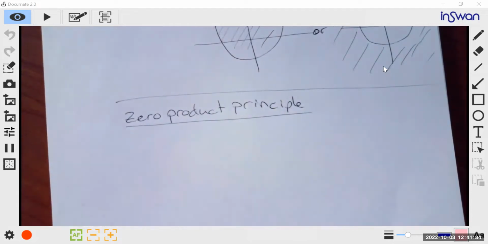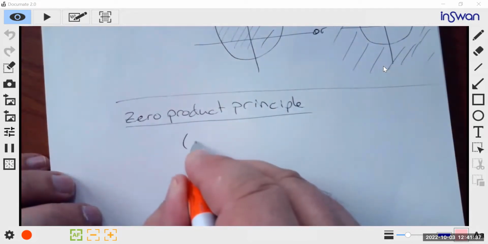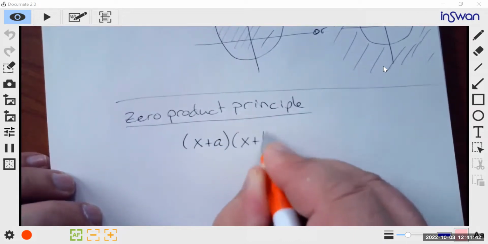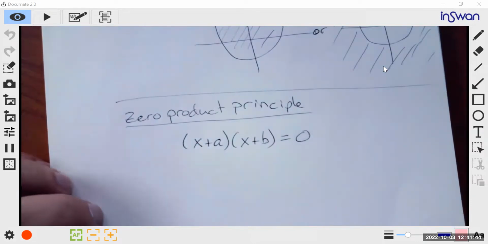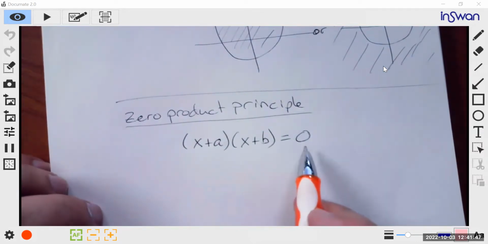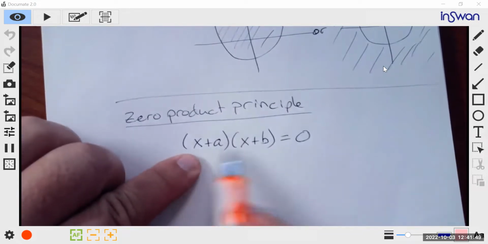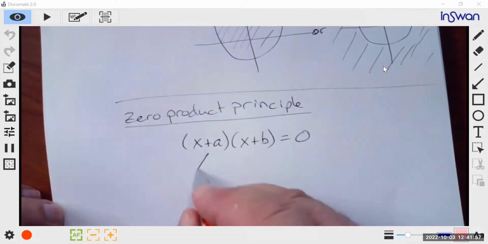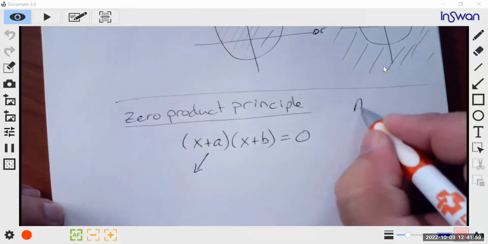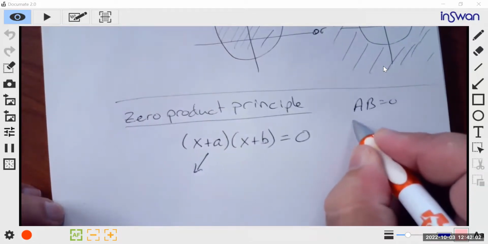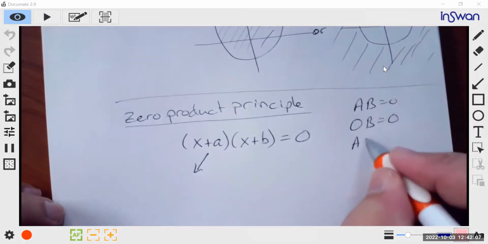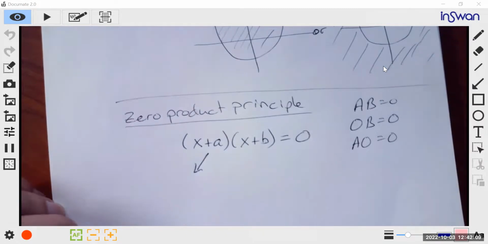Here's what it means. If we had 2 equations multiplied together, let's say x plus a, x plus b, and they equal 0. Remember, quadratic equations have to be equal 0. So if we have 2 equations multiplied together and they equal 0, what does that mean? That means, because anything times 0, if I had a times b equals 0, if a is 0, 0 times b is 0. If b is 0, it still equals 0, right?